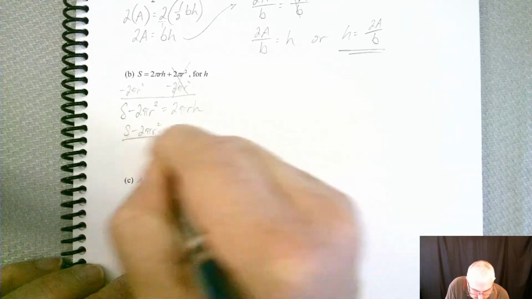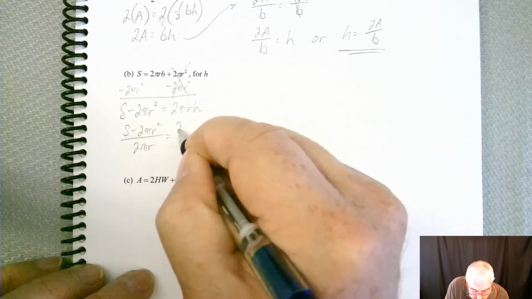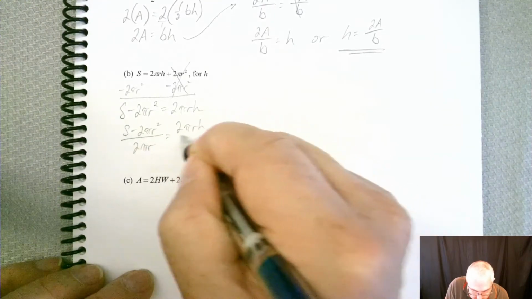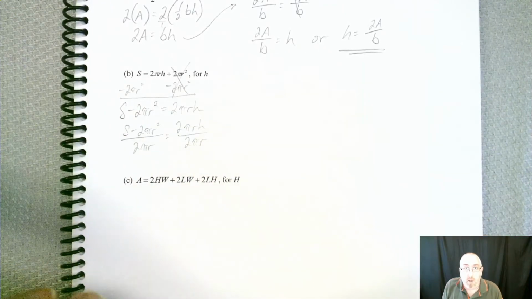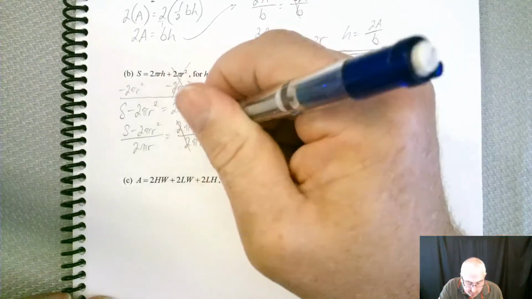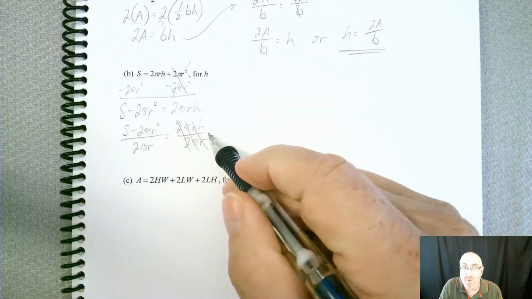So if we divide by, and we can divide by the whole thing, 2 pi r h divided by 2 pi r. All of those things are going to cancel. The 2's cancel, the pi's and the r. So the only thing left is the h, which is what we want.